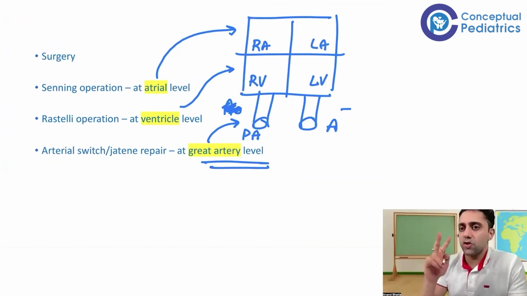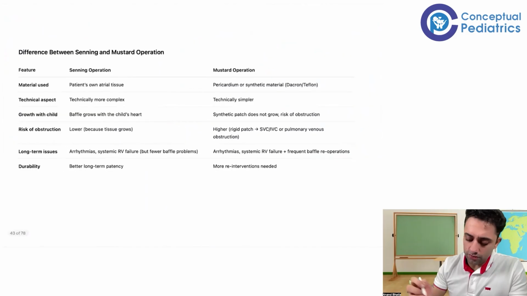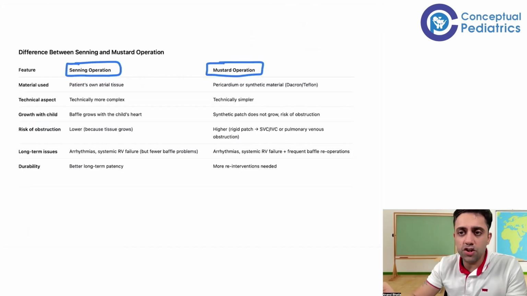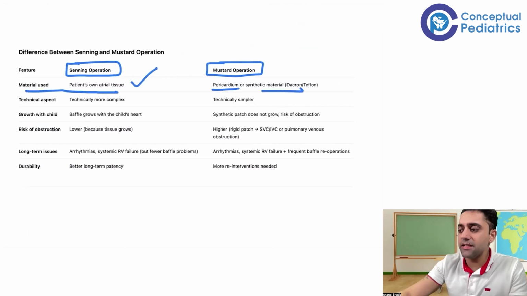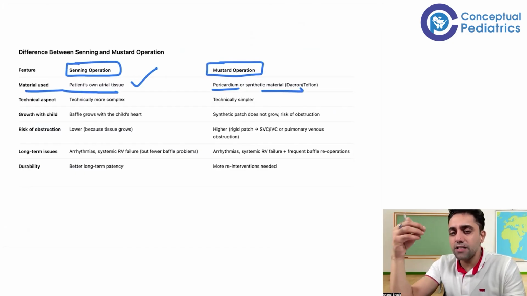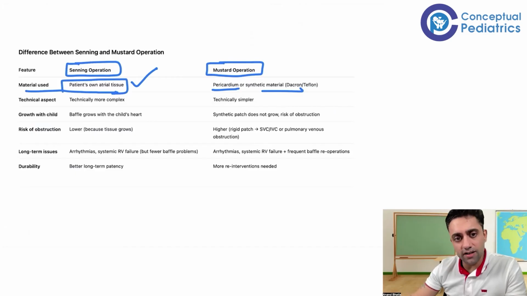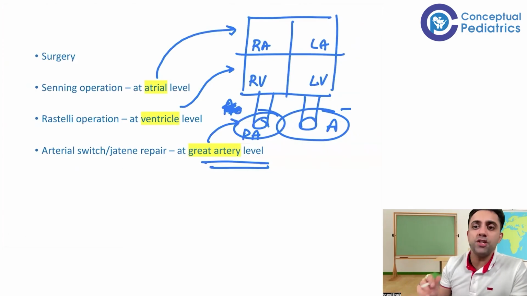In the Senning operation, you're switching the atria. Instead of switching both the pulmonary artery and aorta, you are switching the atria. Remember that. And one more thing you should know, there is something known as the Senning operation and something known as the Mustard operation. In simple words, in Senning, I take the patient's own tissue, whereas in Mustard, I take a synthetic material, like Teflon or Dacron. Here I'm using the patient's own tissue. Senning and Mustard are nothing but the same, done at the atria level, where you are switching the atria.